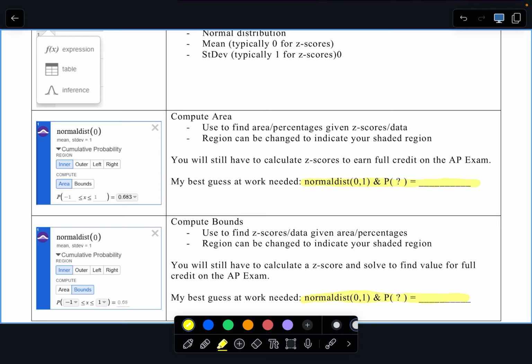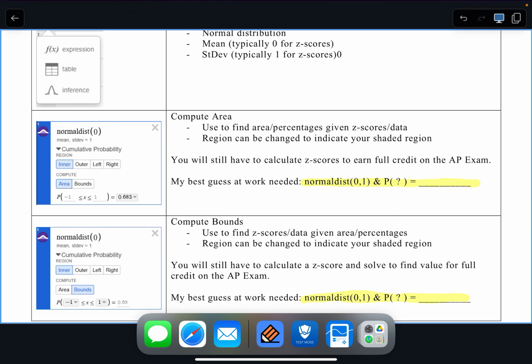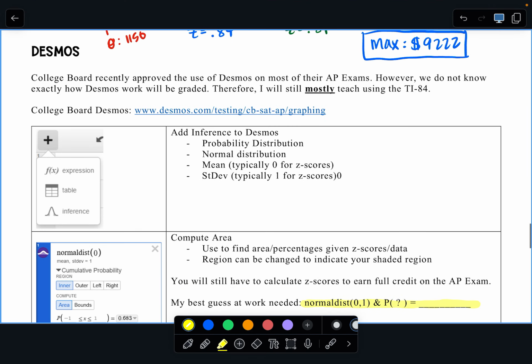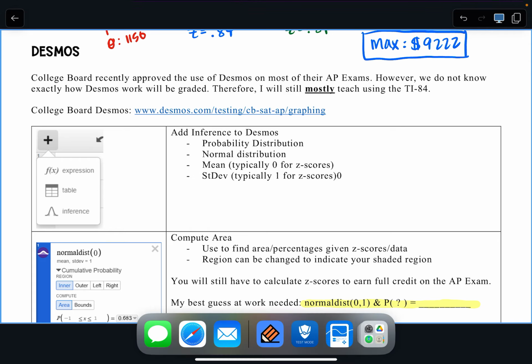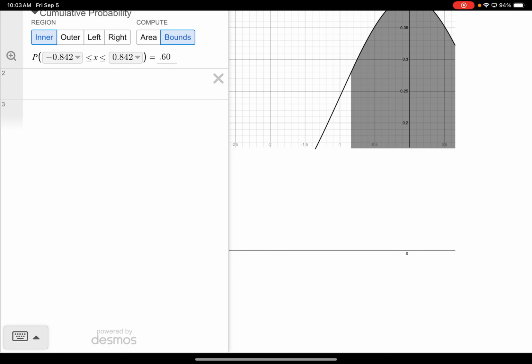So we're going to briefly look at it together. If you take out your computer, the link is actually typed on your notes page. So it has to be the College Board version. That is the version that, if you're taking the test with Desmos, I am going to unlock for you. So let's see if it works.